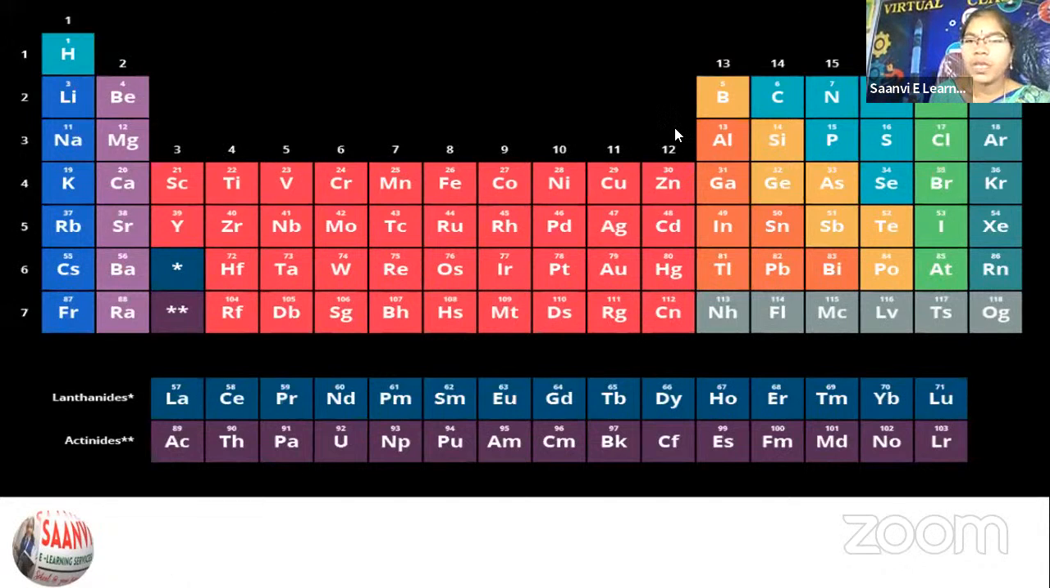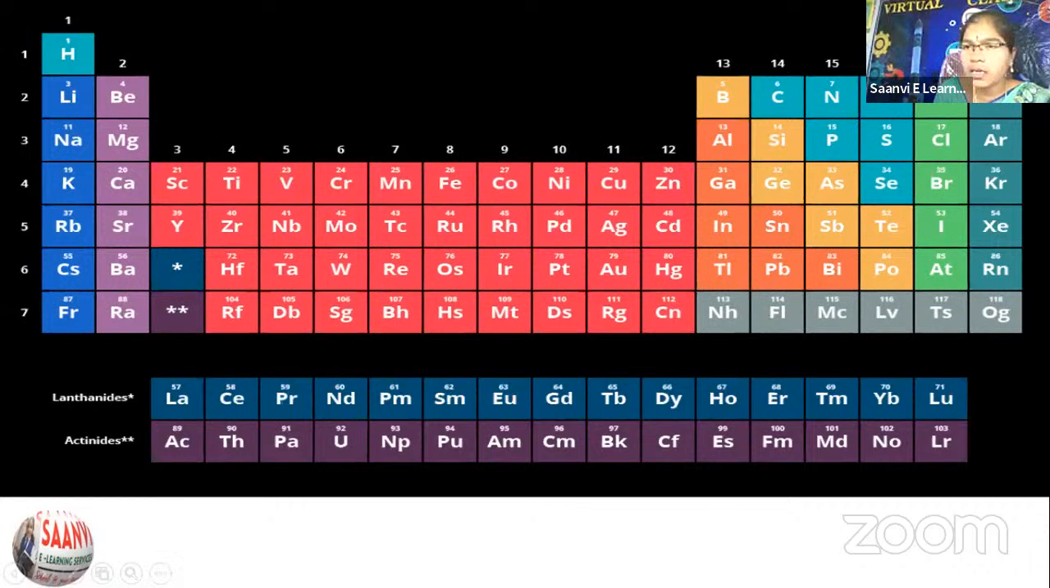Here you see aluminium, germanium, scandium, gallium, arsenic. These are actually metalloids. These are non-metals. These are metalloids. The 17th group elements are salts: fluorine, chlorine, bromine, iodine.